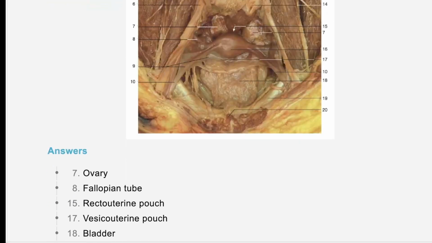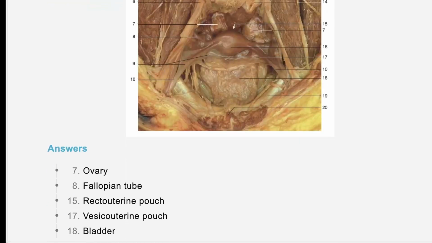To check the answers quickly, I didn't say 7 actually, so 7 is the ovary on both sides. The fallopian tubes, I can't see really, I think will be 8. Yeah, so 8 would be the fallopian tubes. And 15, like we said, will be the rectouterine pouch or Douglas pouch.